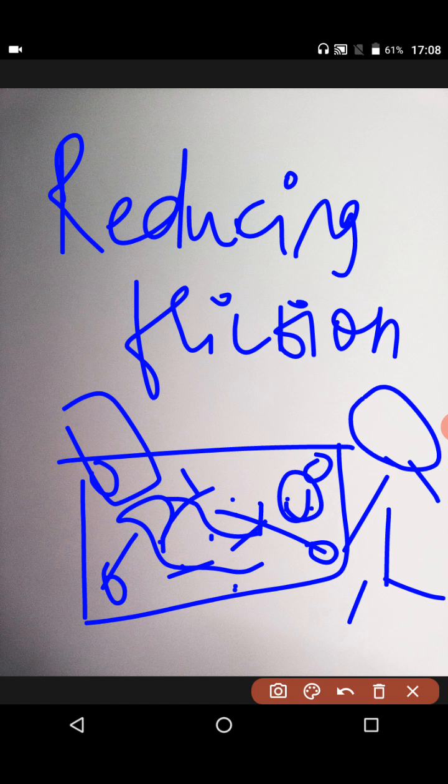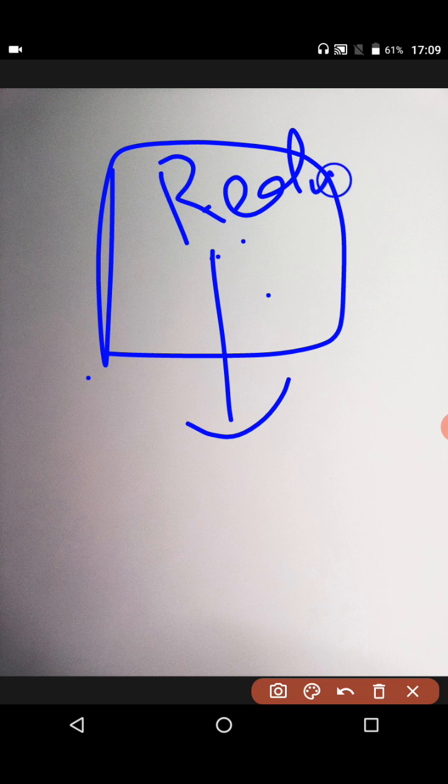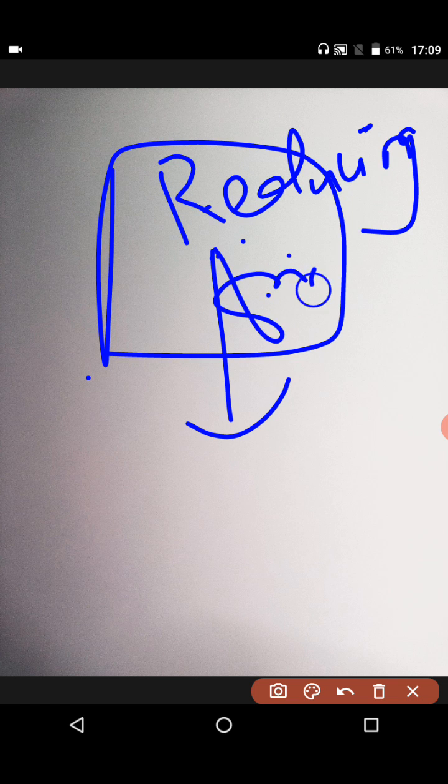Now I have shown you that carom board example. They put some powder, I told you. So what is this powder? For reducing friction, we are using this. They put powder for reducing friction. What is that powder called?